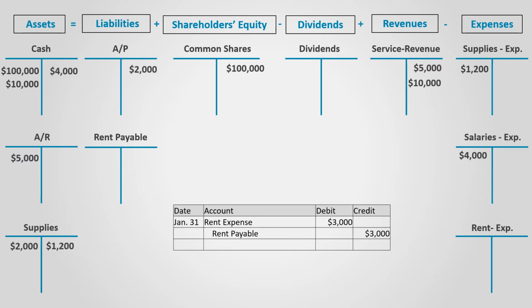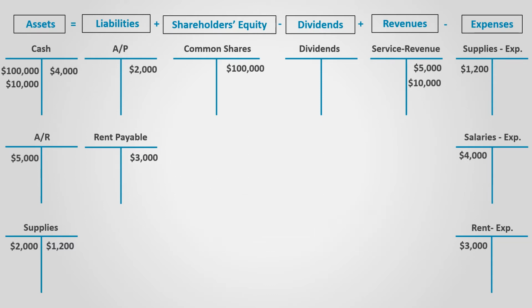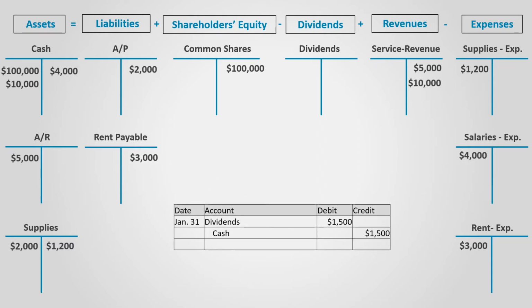On January 31st, the company received the rent bill for $3,000. Rent expense is debited and rent payable is credited by the same amount, and the transaction is posted in the ledger accounts as follows. On January 31st, the company distributed dividends of $1,500. Dividends is debited by $1,500 and cash is credited by the same amount. Then this transaction is posted in the ledger accounts as follows.